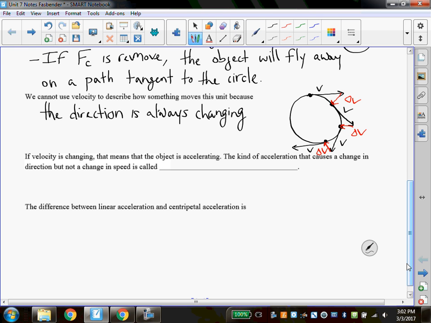Now, it is not the kind of acceleration that we've worked with in the past where we are speeding up or slowing down. This is an acceleration that is just associated with a change in direction. And so because we want to keep those two accelerations separate from one another, we will call the acceleration that causes a change in direction but not a change in speed the centripetal acceleration.